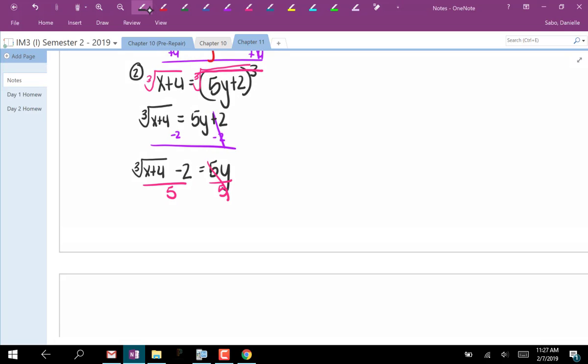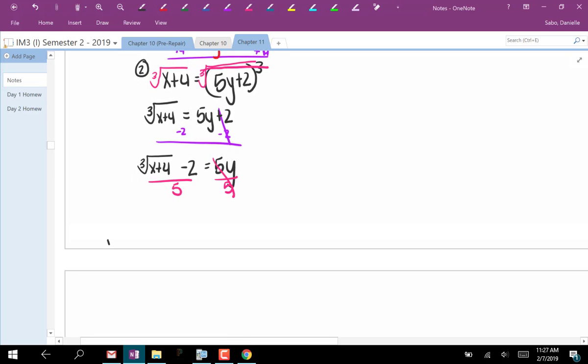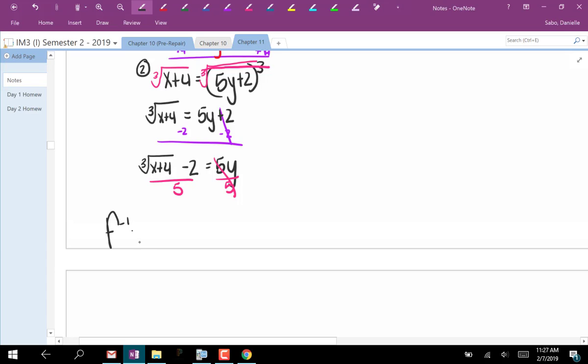So remember when we did these problems, we always ended with this notation. Again, it wouldn't be the end of the world if you didn't. If you ended with y, I would accept it. It's just not 100% accurate. But then everything else is the same. Just rewrite it. X plus 4 minus 2 all over 5.